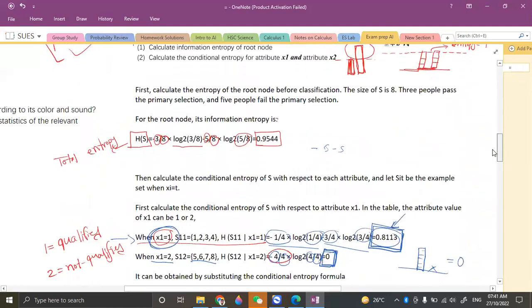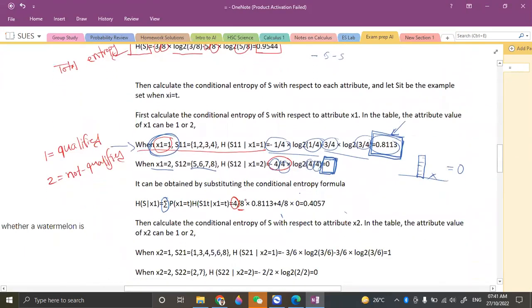Okay, so now let's come here. So here we have 4 out of 8, they are qualified, and then we multiply them with their corresponding entropy. You see here, when x1 equals 1, that means when x1 equals qualified, then the conditional entropy is here. That means we multiply the probability, 4 out of 8, with their conditional entropy. And here plus means because we are adding them together, right? So here we are finding the total conditional entropy. So we write down plus here, and then 4 out of 8, they are not qualified.